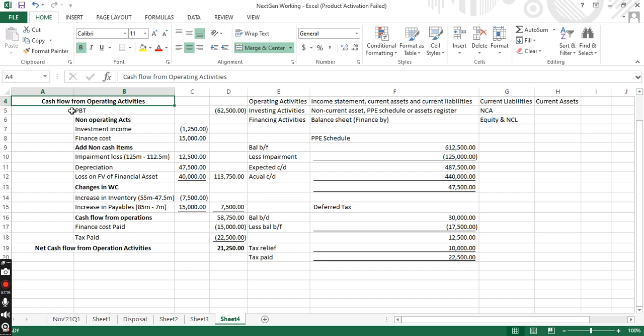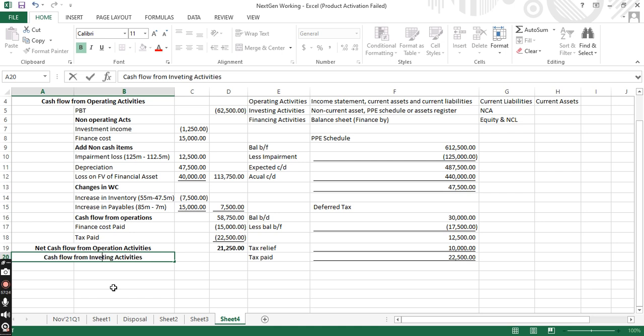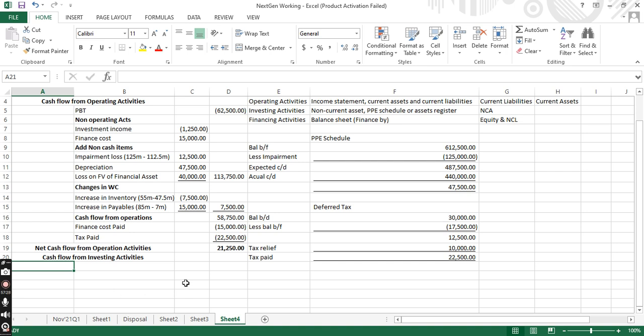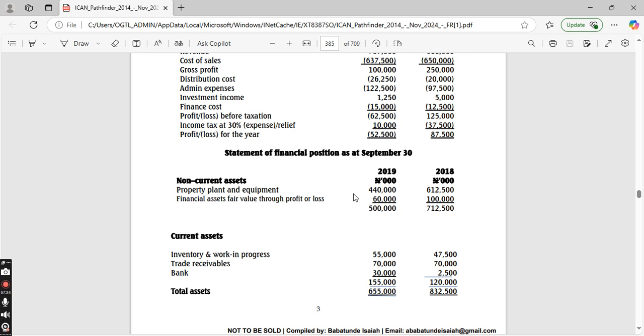Now let's go for cash flow from investing activities. So what are the investing activities here? It told us that we invest in non-current assets. What are these investing activities in the question? So we have our PPE, right?